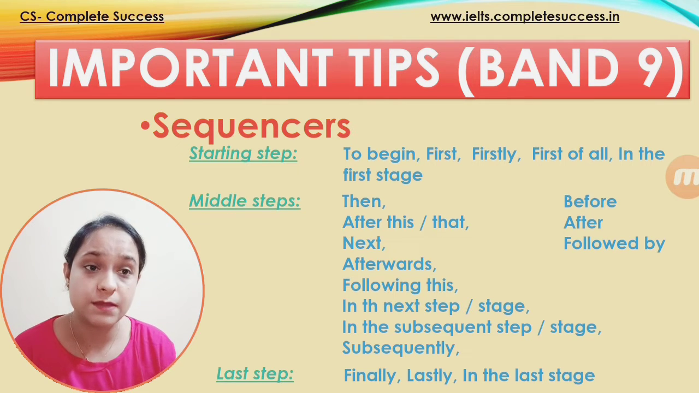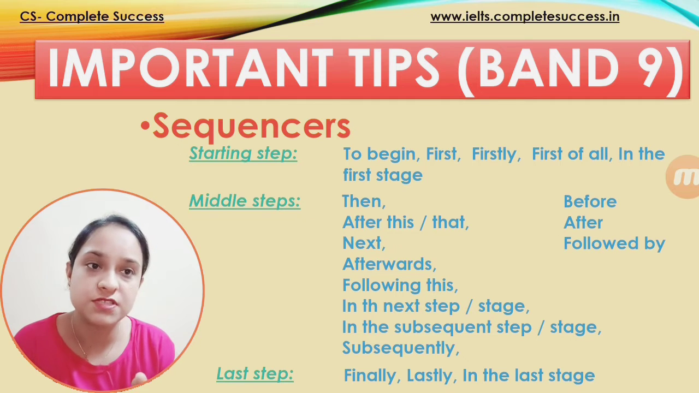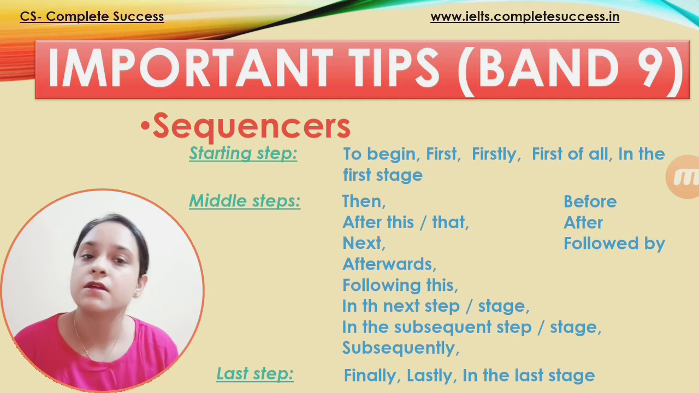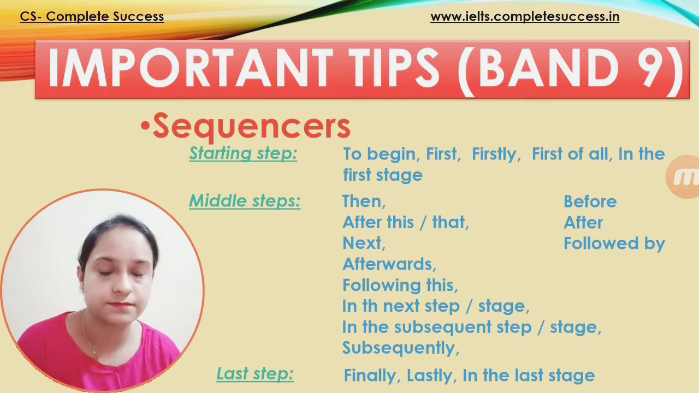There are a few other words like before, after, and followed by. These three words are used when you want to explain two points, like two steps in one sentence, to make a complex sentence. If you have two steps to explain, then you can join them by using before, after, and followed by. I will explain how to write it. But how to explain the last step? Finally, lastly, in the last stage.